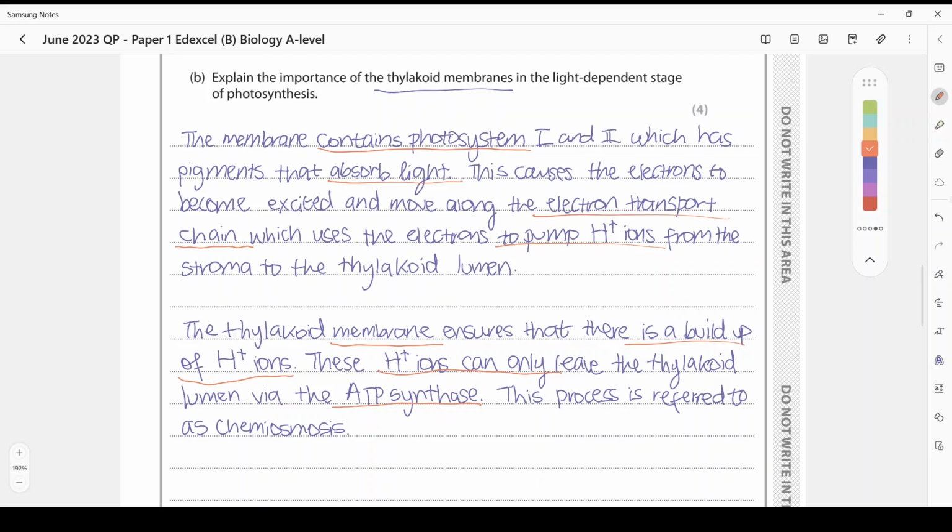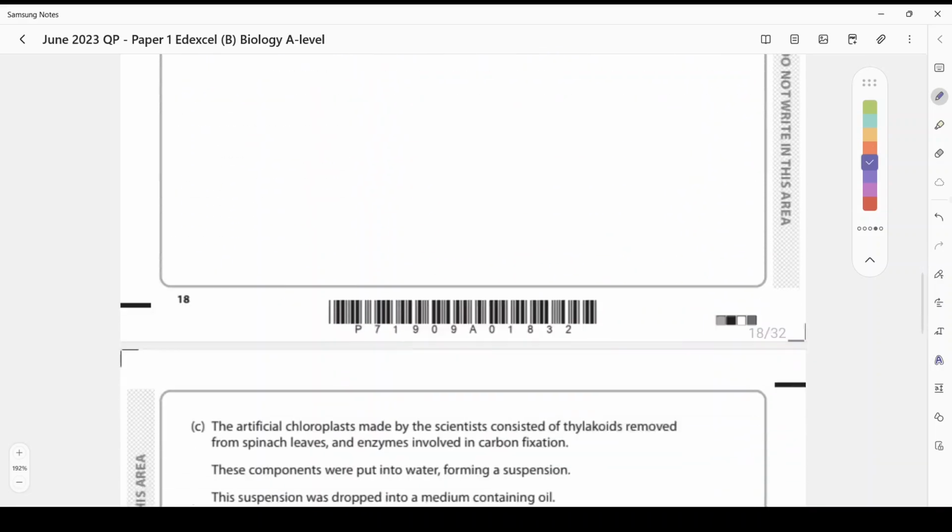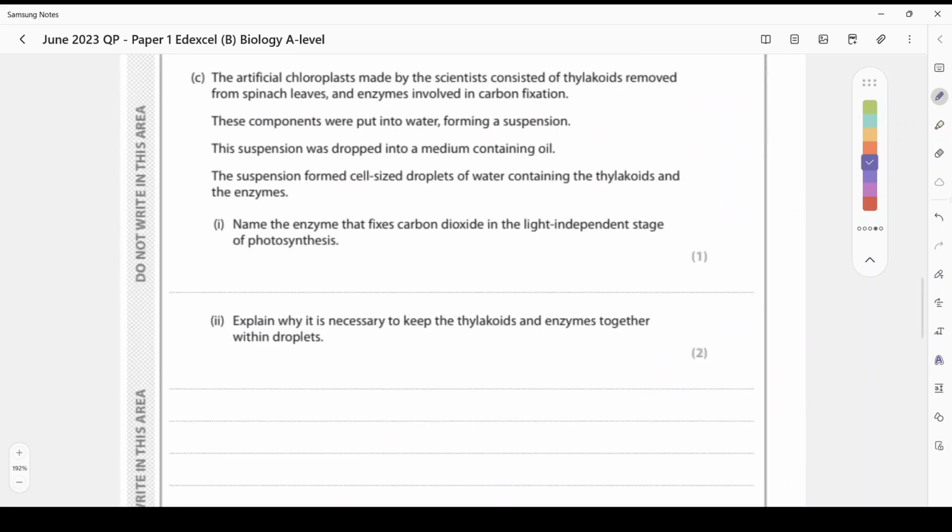That would be the fourth mark. And the fifth mark here would be mentioning terms like chemiosmosis, for example, or you can say this process is referred to as photophosphorylation. All right, let's go on to part C.